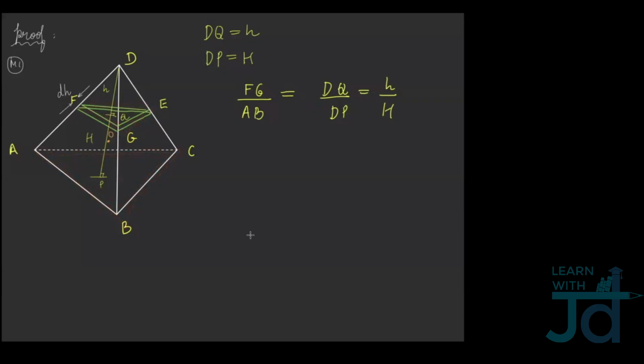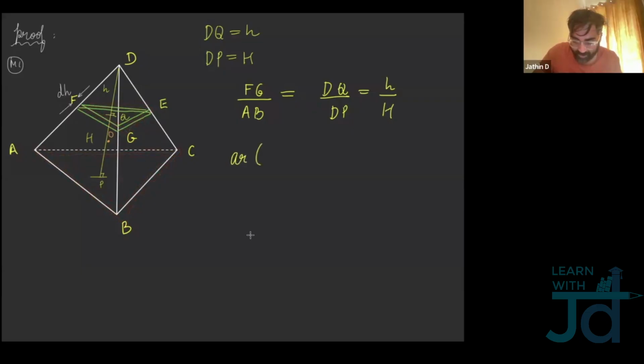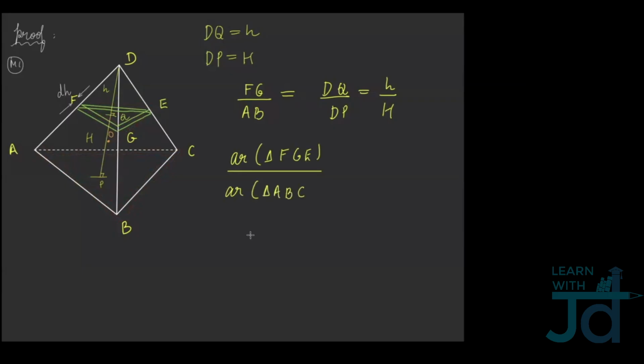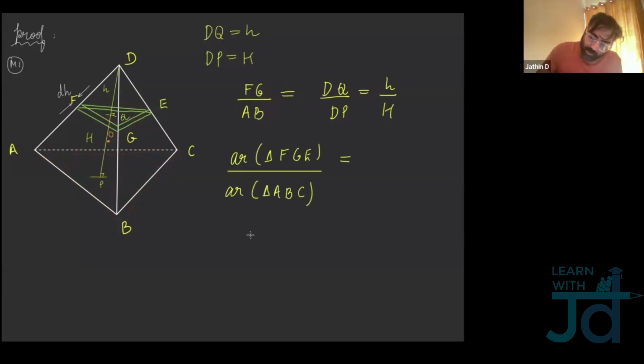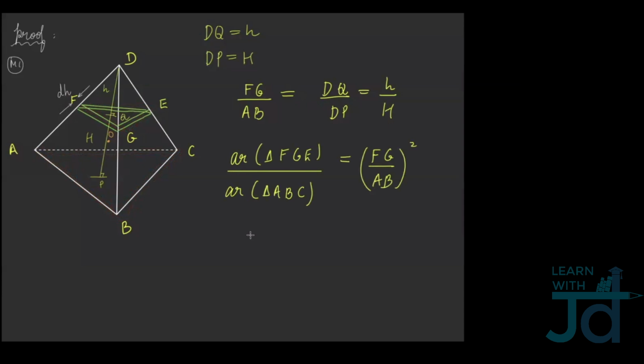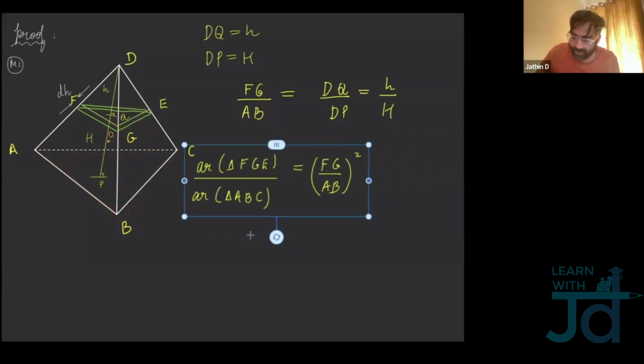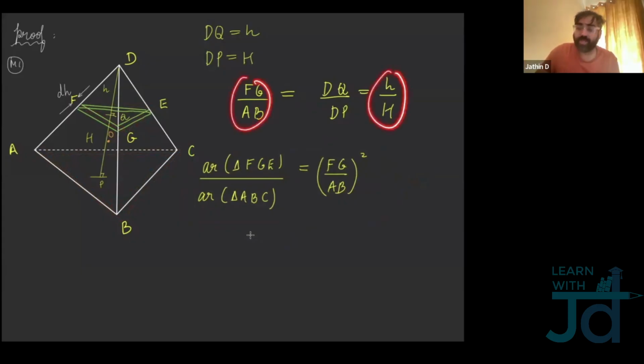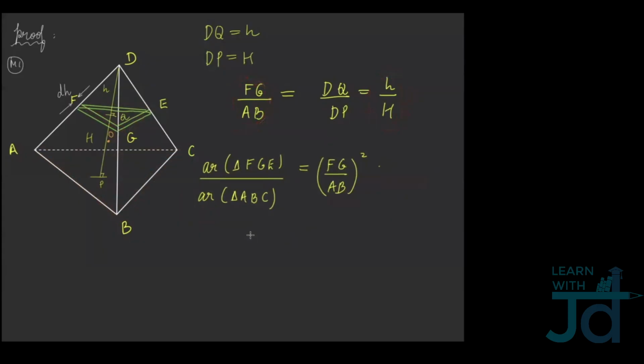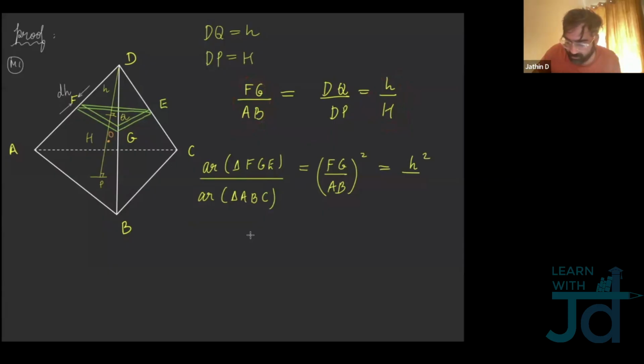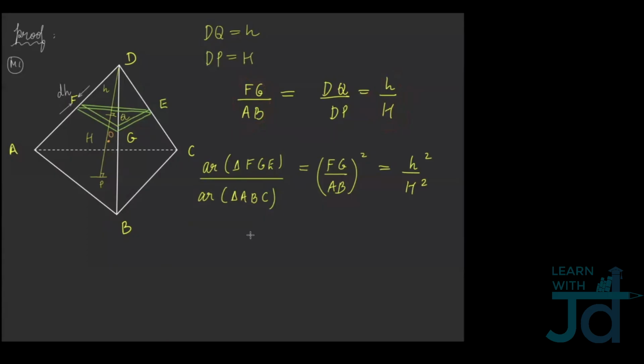And we have a property in similar triangles, I don't know if you have done it. If triangles are similar, then the ratio of their areas will be equal to the square of their corresponding sides. याद है? तो कोई भी corresponding ले लो, मैं अभी FG by AB का square ले रहा हूँ. From the above result, FG by AB is equal to h by capital H, so that is also equal to h square by capital H square.